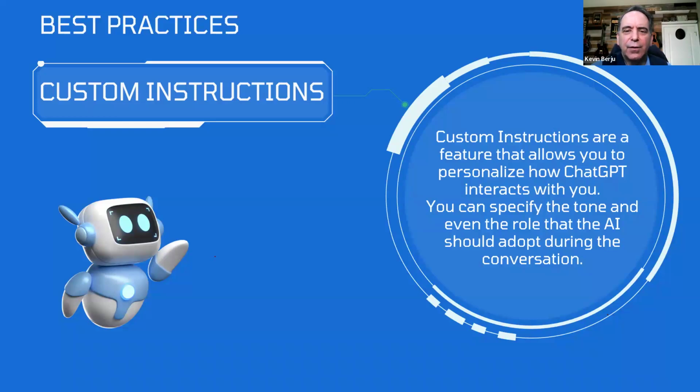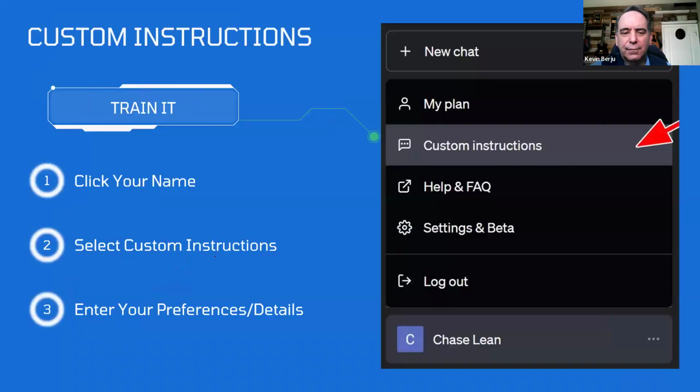Has anyone ever used the custom instruction? Okay, so if you haven't used it yet, let's take a look. To enable and use custom instructions, it's just 3 easy steps, right? So 1, click your name in the Chat GPT account at the bottom of the left sidebar. Select custom instructions, and enter your preference details.